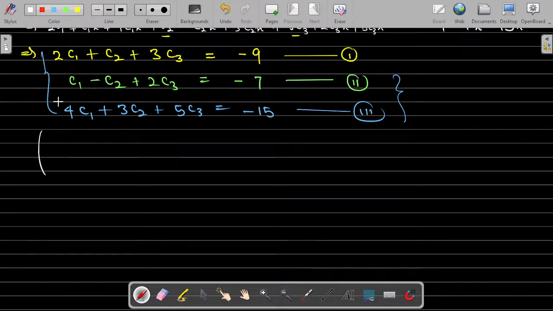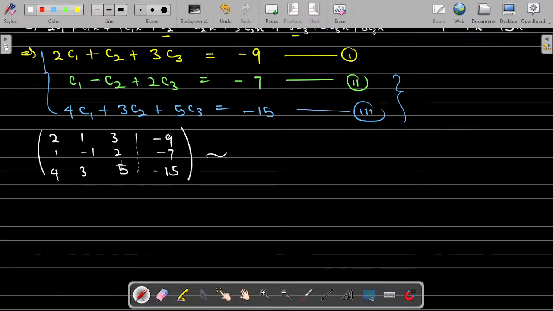So what am I going to do? I'm going to bring out all those coefficients 2, 1, and 3. And then on the other side, the augmented part, I will have minus 9. And then here I will have 1, minus 1, and 2. And then here I will have minus 7. This one will be 4, 3, and 5. And here I will have minus 15. So this is what I'm going to reduce now to be able to get the value of my C1, C2, C3.